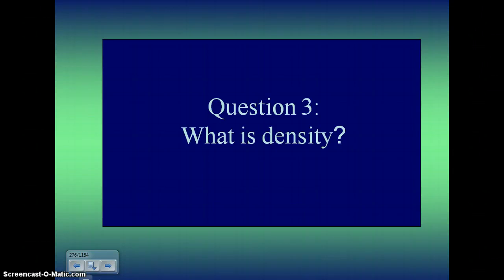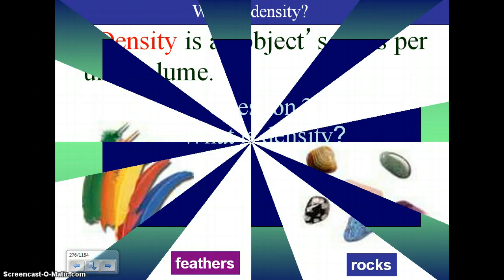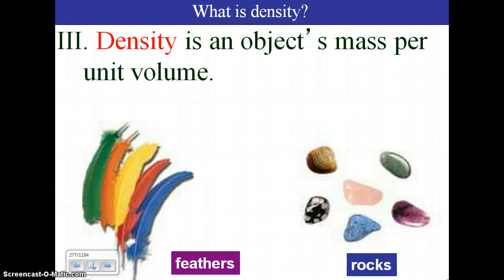So what is the scientific definition of density? Density is an object's mass per unit volume. Do you see two words in the definition that we've just talked about? Yeah, you see mass and you see volume. And remember, we just said that density relates mass to volume.